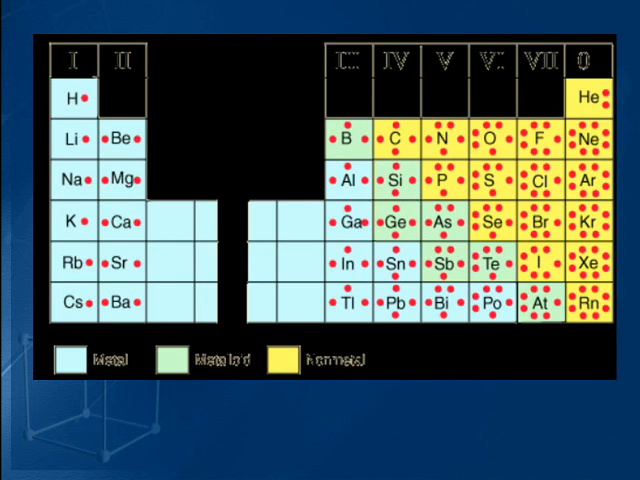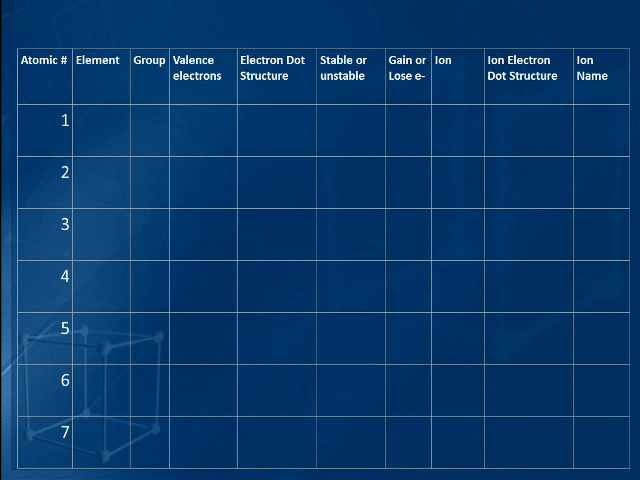So these dot structures will show the valence electrons, and they are helpful when we get into bonding between ions or covalent bonding. Let's look at this diagram here.